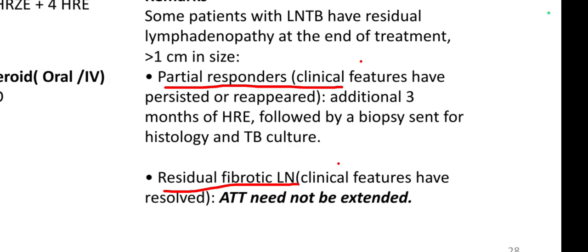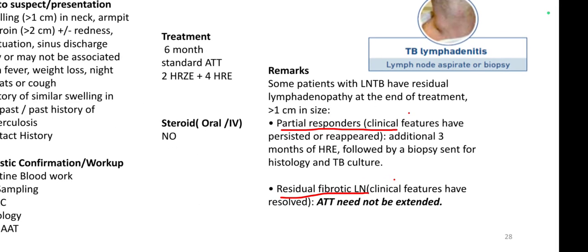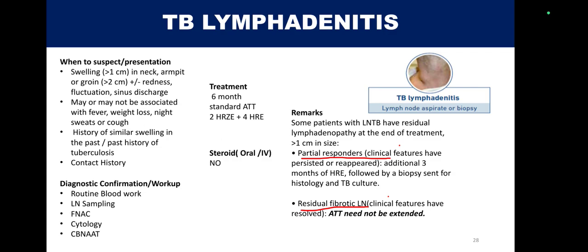And if the lymph nodes are residual or fibrotic, that is a normal fate of a TB lymph node, and in such patients ATT need not be extended. You just have to reassure the patient that these are residual fibrotic nodes that can persist during treatment. That is very important to understand. Alright, so this is about TB lymphadenitis.